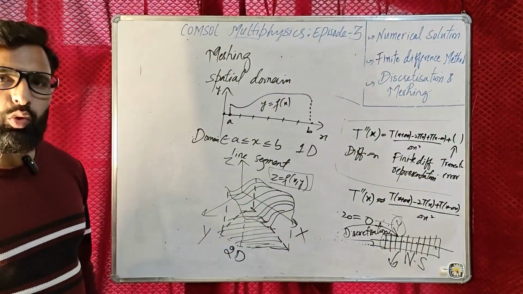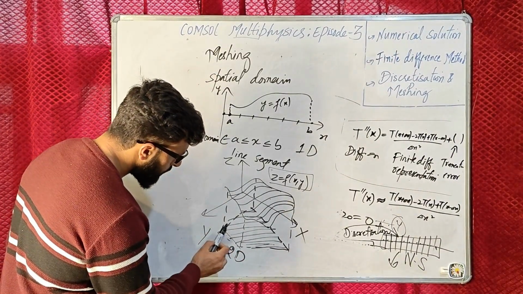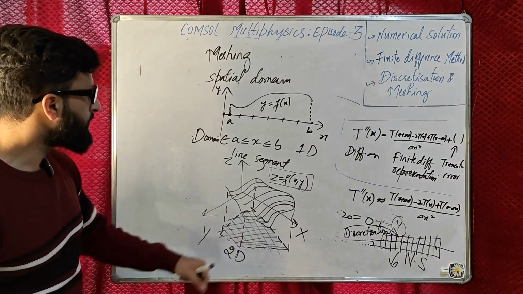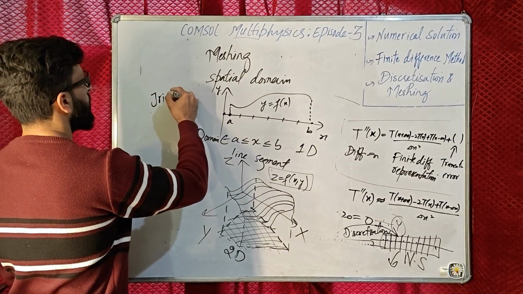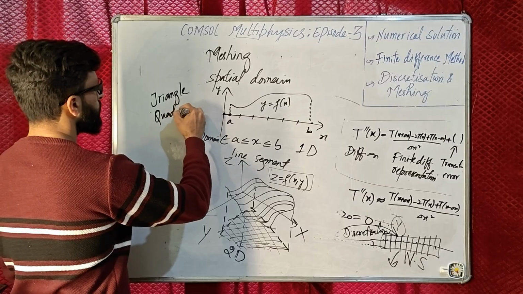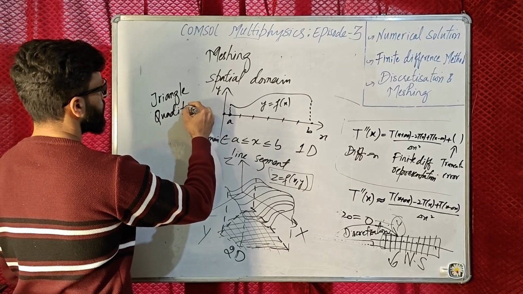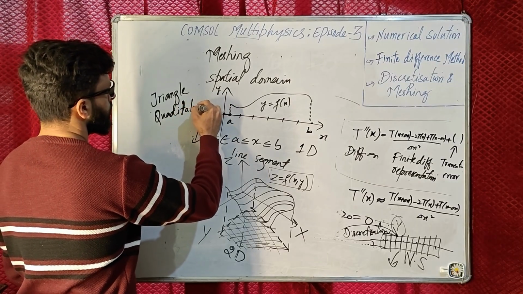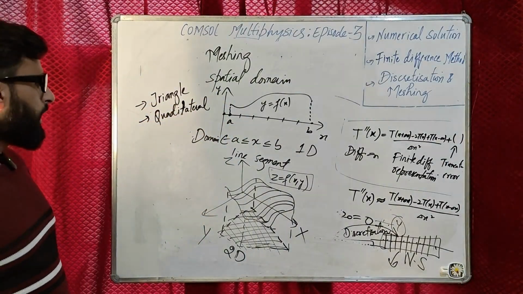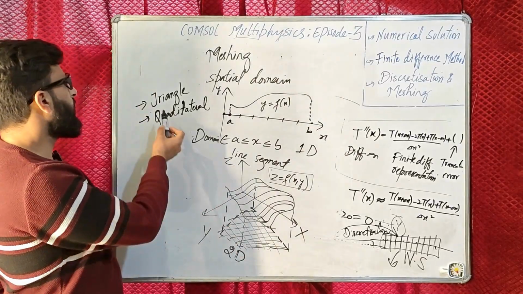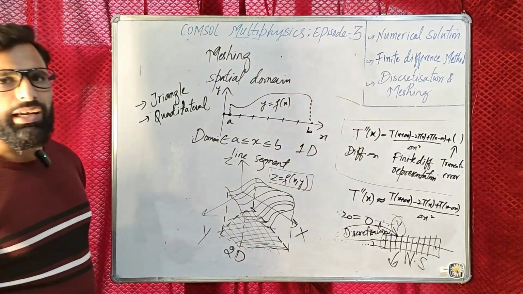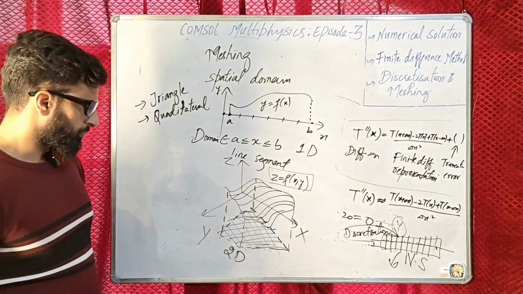So when the domain is two-dimensional and we discretize it, each element is either a triangle, or it can be any quadrilateral. Accordingly, this type of meshing is known as triangular meshing, or whatever the quadrilateral type is, that type of meshing.